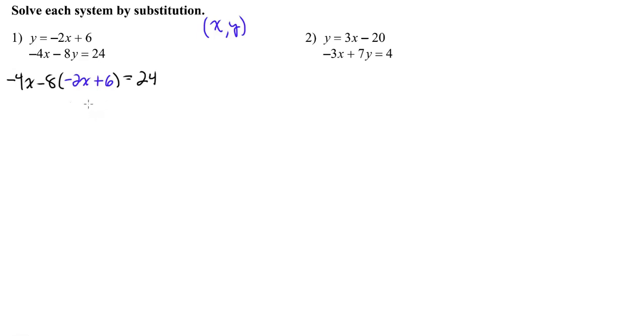Now, what we need to do is follow our steps for solving multi-step equations in order to solve this equation for x. So let's distribute. We have negative 8 times negative 2x, that is positive 16x. And negative 8 times positive 6, that is negative 48. We copy down the rest of the equation. Next, we can combine like terms. Negative 4x plus 16x, that is 12x.